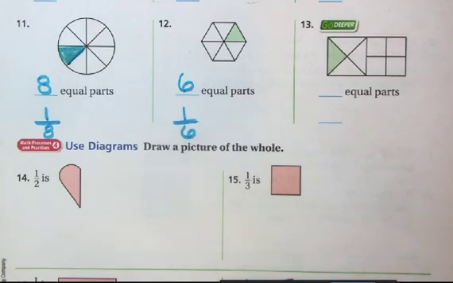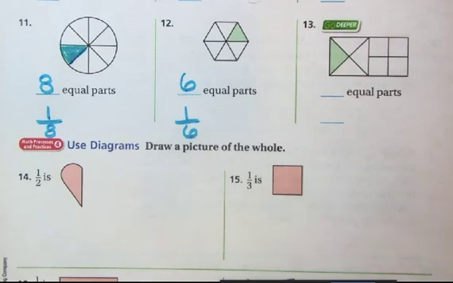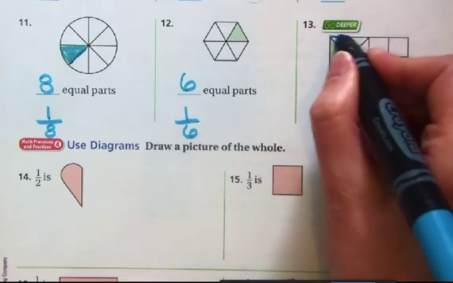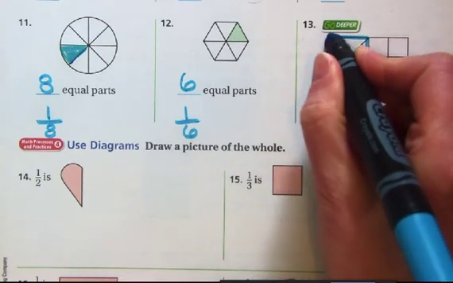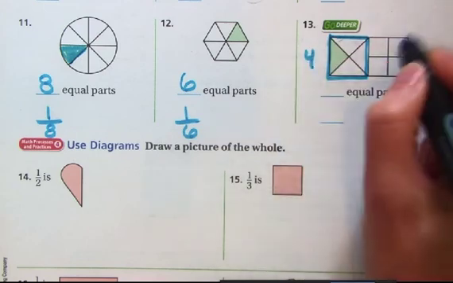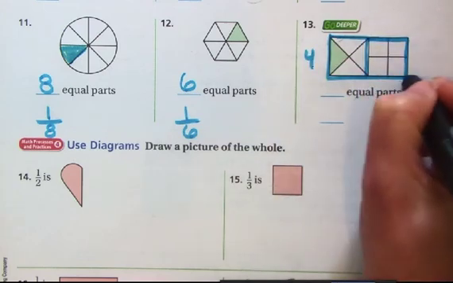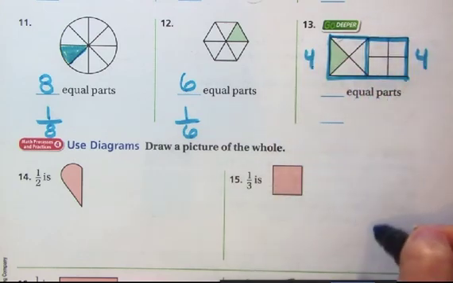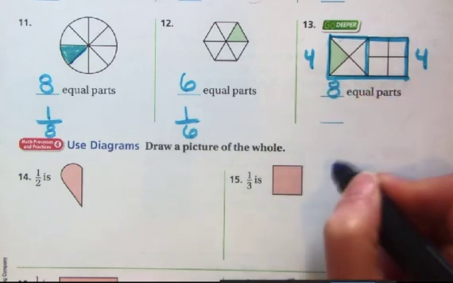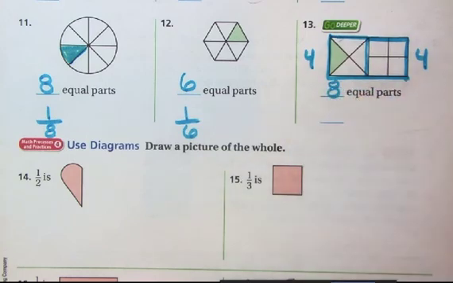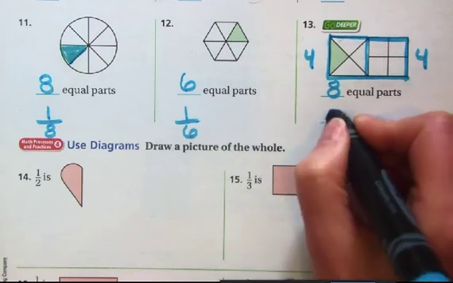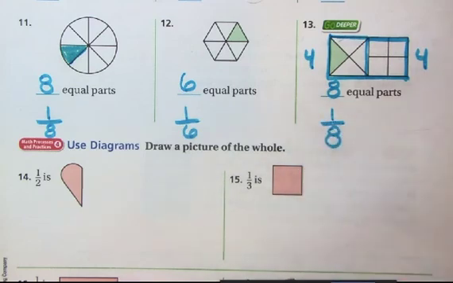Why is it still equal pieces? Because they're equal. There's 8. Okay. If I look at this side, I see those are 4 equal pieces. I look at this side, and it's still 4 equal pieces, so total is 8 equal pieces. What's the fraction? 1 over 8. You guys are on top of this.